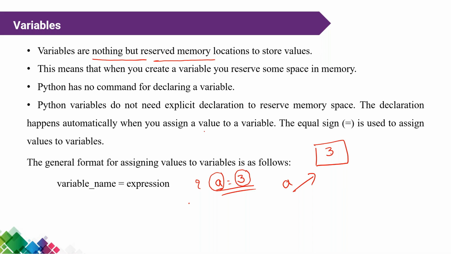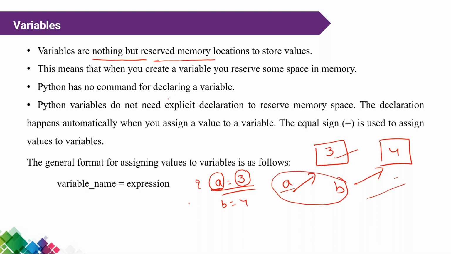So whenever we need such an operation, we create a variable where some memory is allocated. Suppose here some variable b is created with some memory. A value is 3, b value is 4. Here a, b are called variables.